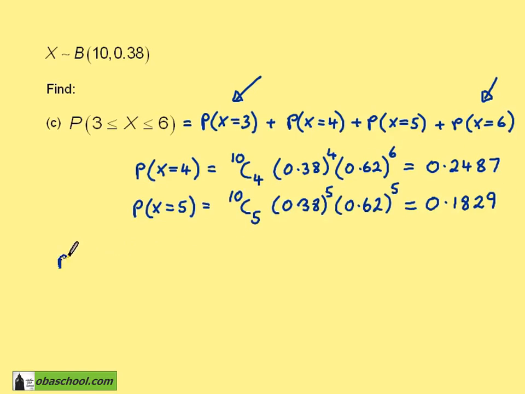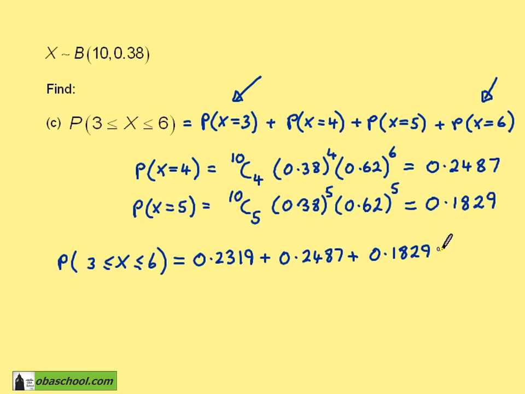So therefore, the probability of x being between 3 and 6 inclusive is 0.2319 plus 0.2487 plus 0.1829 plus 0.0934, and this gives us 0.757, correct to 3 decimal places.